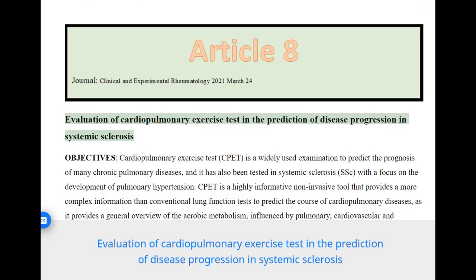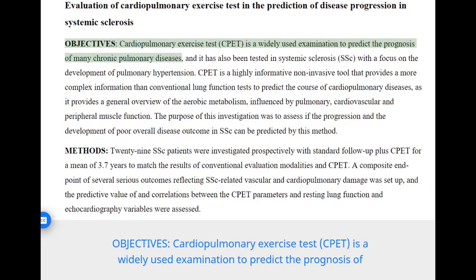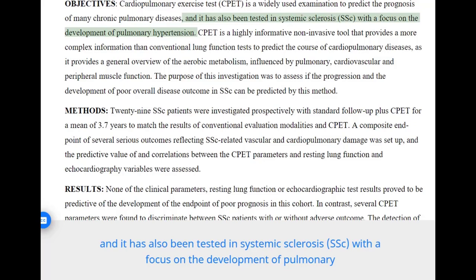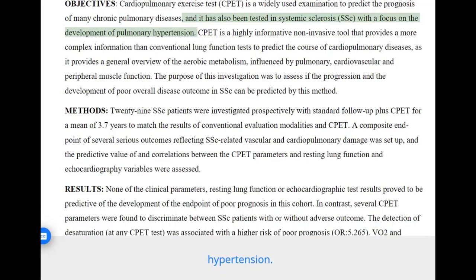Evaluation of cardiopulmonary exercise test in the prediction of disease progression in systemic sclerosis. Objectives: cardiopulmonary exercise test, CPET, is a widely used examination to predict the prognosis of many chronic pulmonary diseases. And it has also been tested in systemic sclerosis, SSC, with a focus on the development of pulmonary hypertension.